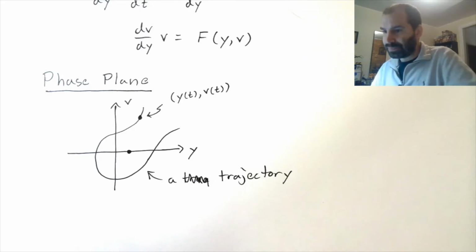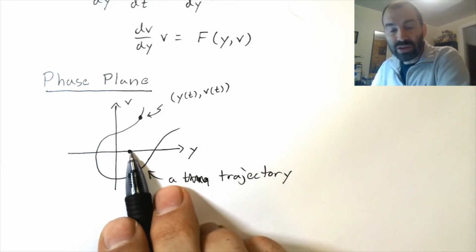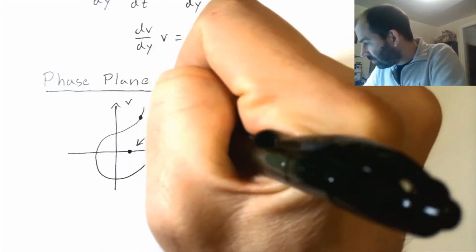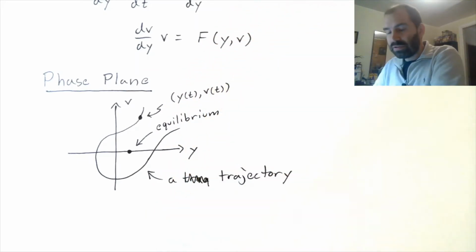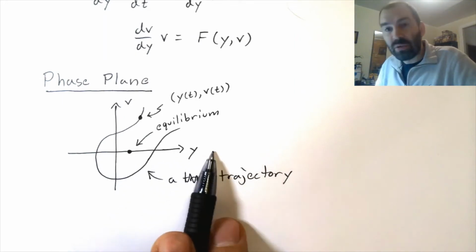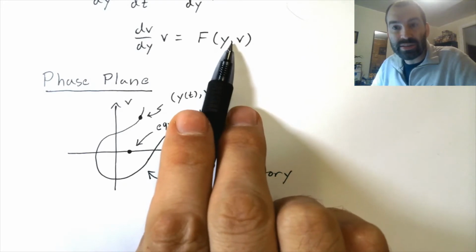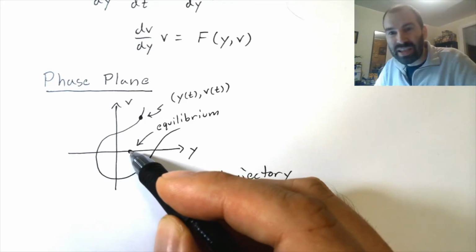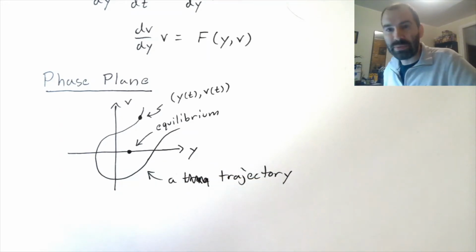And if we have such a behavior, that's called an equilibrium. So the equilibria are the points on the y-axis that are solutions to this. It's like a trajectory, a curve, but it's all compressed down and it just stays as one point. So these are the kinds of behaviors we're going to be looking at.